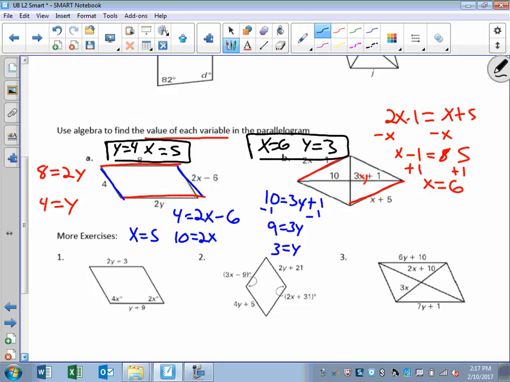So I want you to take a second, complete the exercises below. Remember consecutive angles. So for number 1, consecutive angles are supplementary. So that means 4x plus 2x has to equal 180.